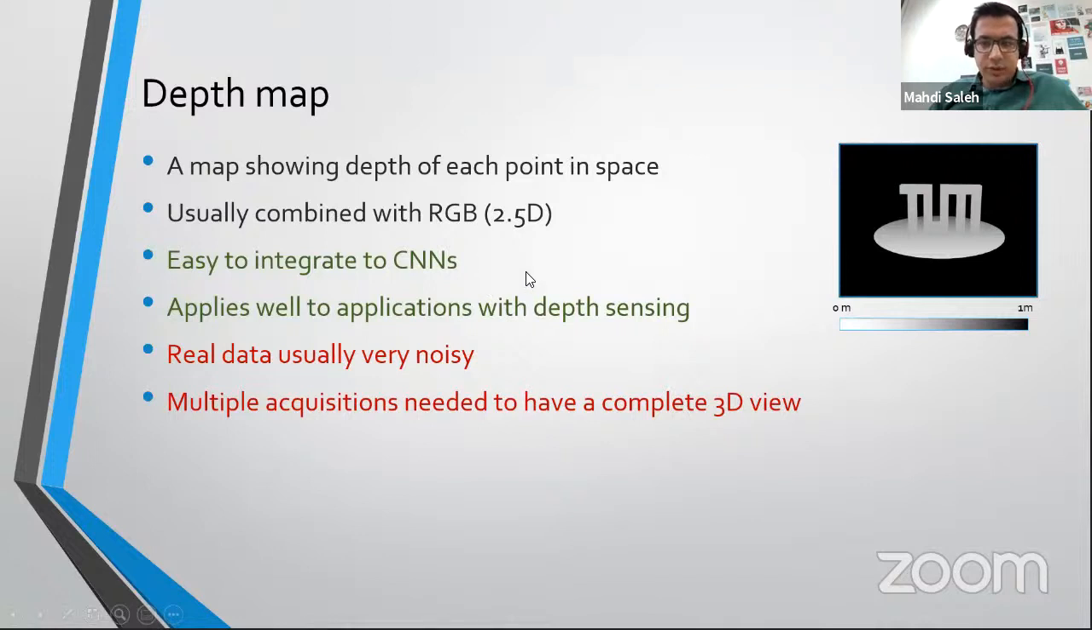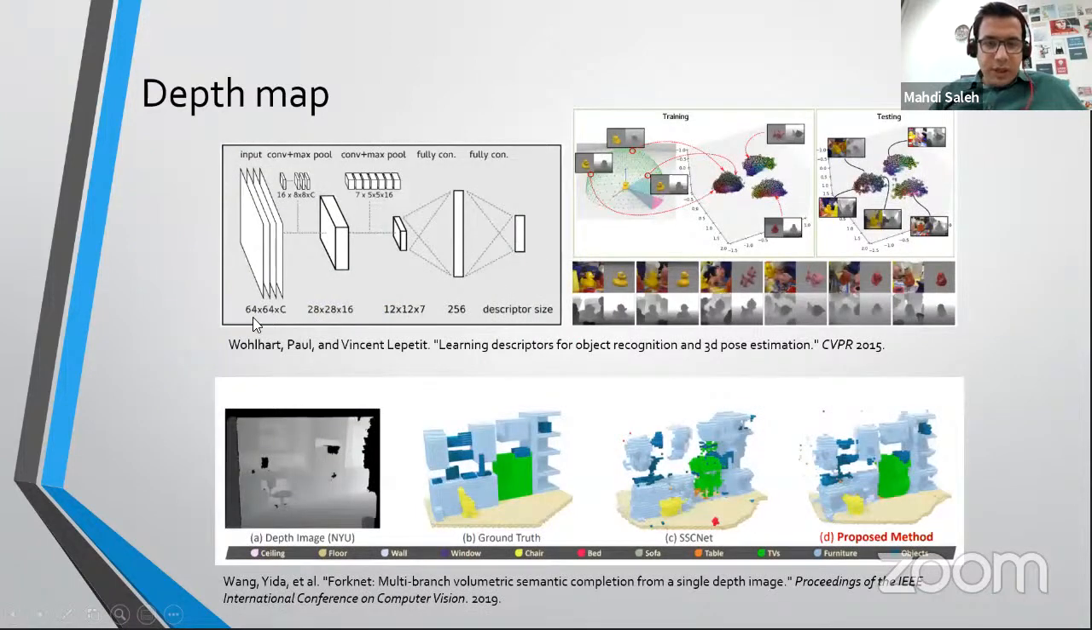And also, if you want to have a 3D view of the objects, you need multiple acquisitions. Depth maps have been used together with RGB in many tasks, such as, on the top here, object pose estimation, where you stack a depth map on top of an RGB map, and you can do, for example, very fine pose estimation and object classification.